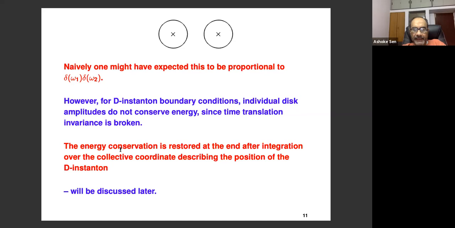And as we will see, energy conservation is actually restored at the very end after we integrate over the collective coordinates that describe the position of the D-instanton. And this we'll discuss in detail later. But this is just to say at this stage that because of this absence of an energy conserving delta function on individual disk amplitudes, we really have to include this. This is in no way different from a connected diagram.